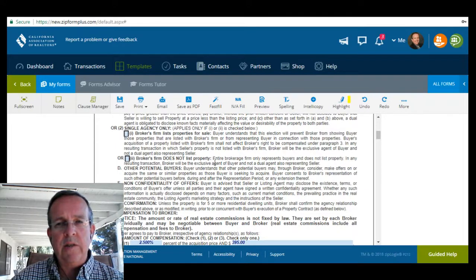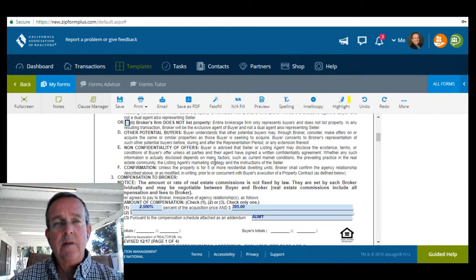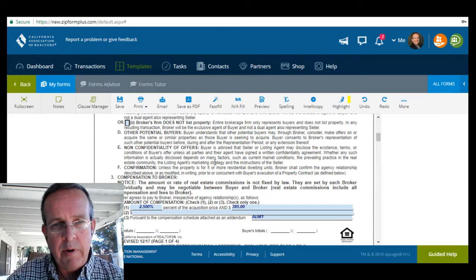Real quick, dual agency means that it's obvious if you are representing both the buyer and the seller. That's a clear dual agency. You're representing both.